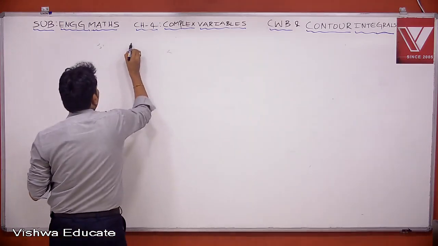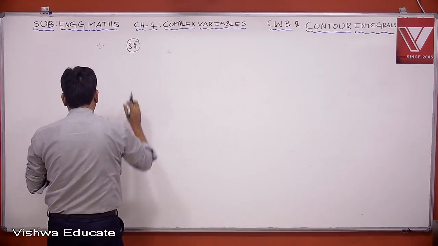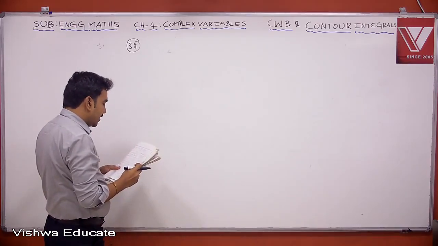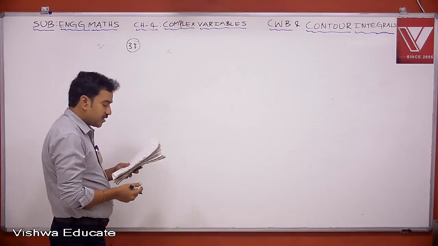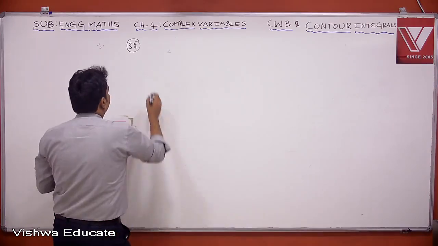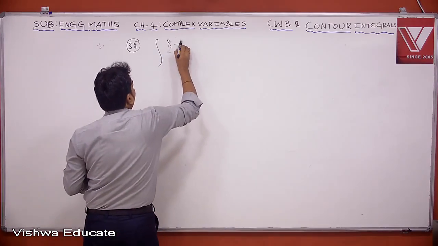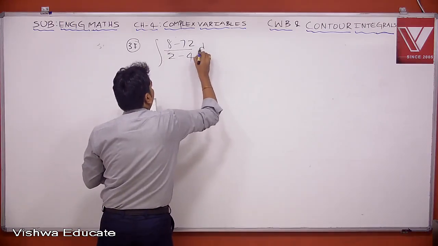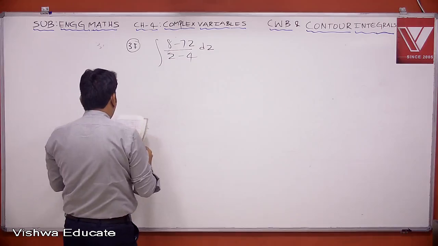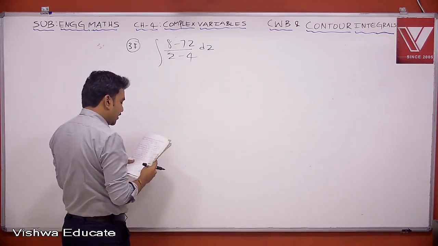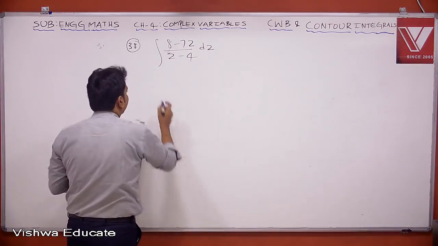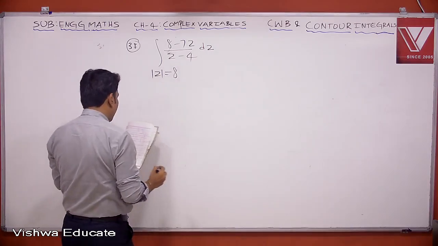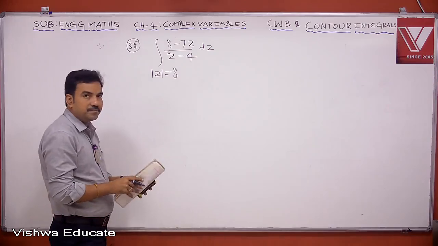Note this. Using the Cauchy's integral theorem, the value of the integral, where the direction is mentioned as counterclockwise. It is like this: integral 8 minus 7z divided by z minus 4 dz around the circle with the center 0 and radius 8. That means the circle is like this, mod z equal to 8, and options are given.